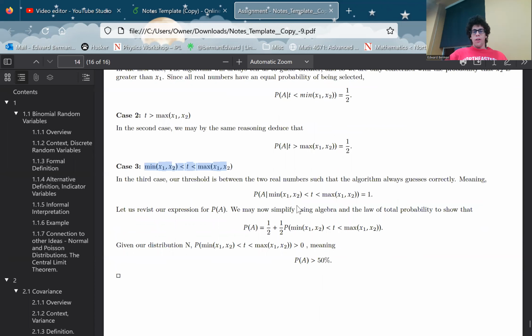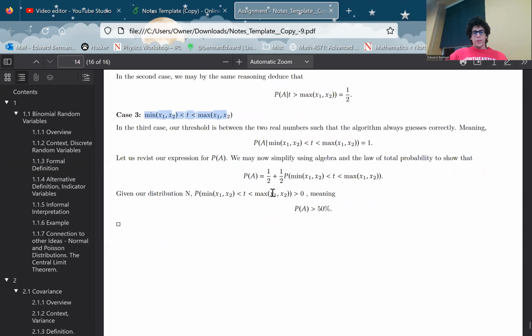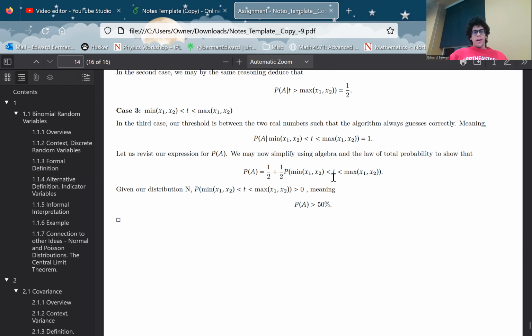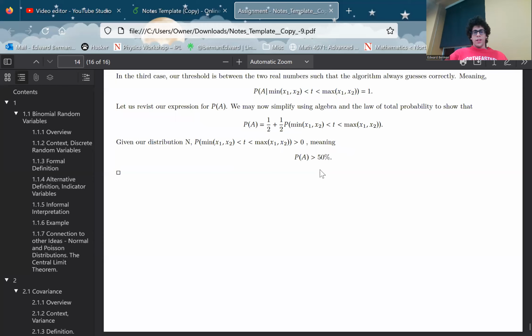So if we use the law of total probability, we can rewrite this expression as follows. This is a half, and this is something greater than a half. If we want to know what this value is, we would have to integrate between these two regions over some density function and find that this is 1/2 plus something. And it doesn't really matter what this is, in fact, because we can choose any distribution over the reals, and the density will still be greater than zero. So then we have found an algorithm that will give us the correct answer over 50% of the time.